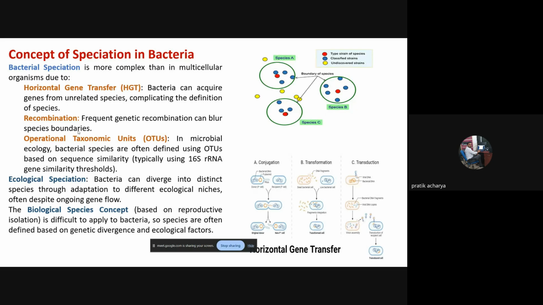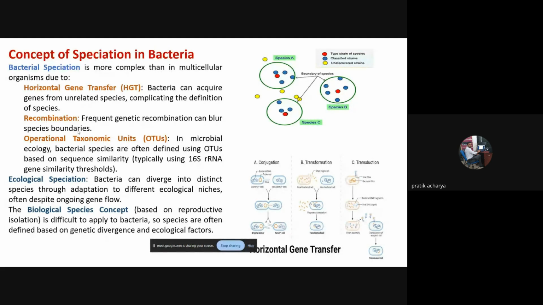That's why these three points are very important. Conjugation, transformation, and transduction are the actual pathways for horizontal gene transfer, and by this they share their genetic material with other bacterial species.